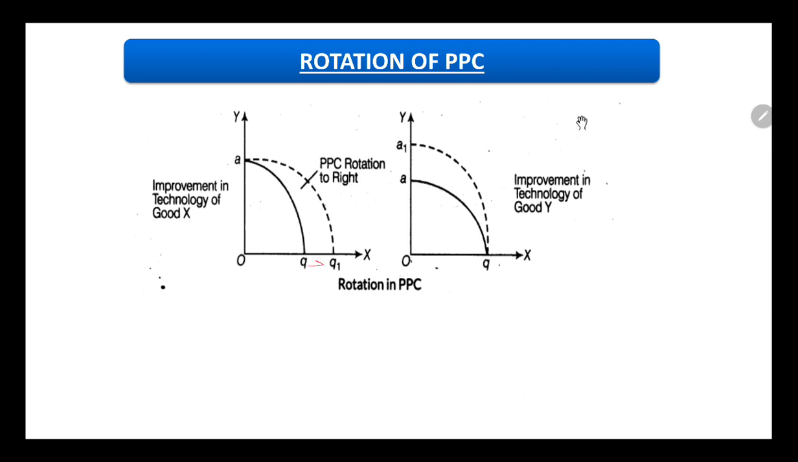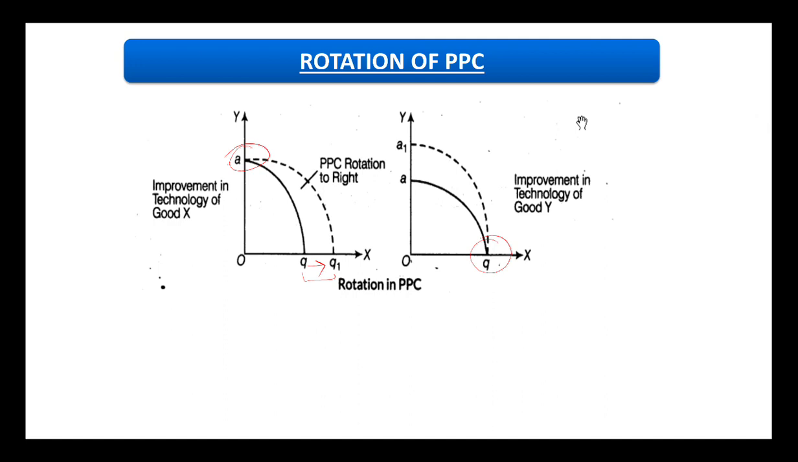Now, due to the increase in resources only for the x-axis, we are moving towards OQ1. So there is a Q1; QQ1 is the increase in the resources. However, we remain at point OA for good Y. Similarly, it could also happen if there is any good on the y-axis, that the good on the x-axis remains the same, so we have OQ amount of the commodity.